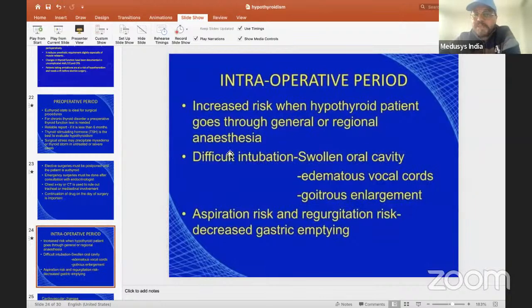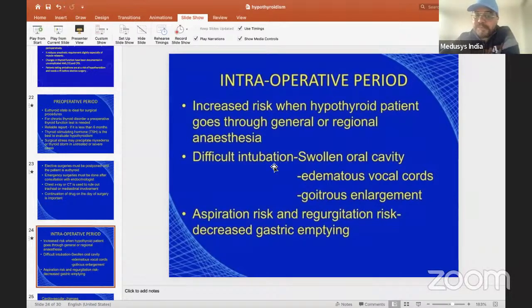Now, intraoperative period. There is always increased risk when the hypothyroid patient goes for general or regional anesthesia. In general anesthesia, there is increased sensitivity to sedatives, to muscle relaxants, and to general anesthetics. So you should always titrate the dose accordingly. Always prefer regional anesthesia wherever it can be done, so that you are not landing up in a prolonged phase of muscle relaxation. And when giving regional anesthesia, consider and titrate the dose of the sedatives that you give, like TCI or any other drugs, so the patient doesn't go into hypoventilation, because these patients can go into hypoventilation, accumulate carbon dioxide, and again go into that vicious cycle.